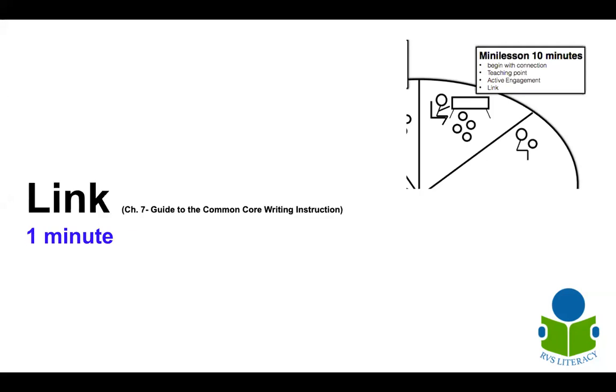So your final piece within your mini lesson is the link. And the link is, how are you linking that teaching point and that lesson of today into their writing? And what is that going to look like? So you're going to summarize the mini lesson or the teaching point in a way that the students are going to be able to take it with them and go right into their books and start writing about and using that teaching point or that skill that you've taught them today.